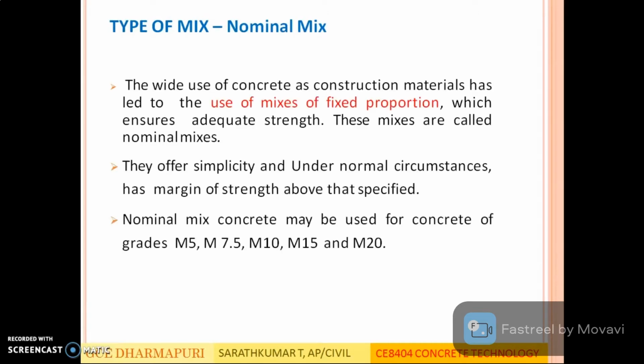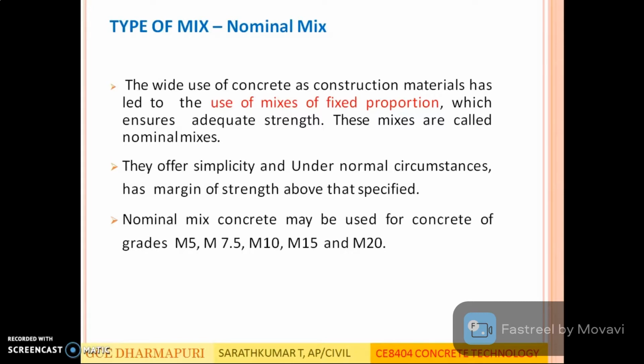There are two types of mix. One is nominal mix and the second one is design mix. Now first we will see nominal mix. The wide use of concrete as a construction material has led to the use of mixes of fixed proportion which ensure adequate strength. These mixes are called nominal mixes. They offer simplicity and under normal circumstances have a margin of strength above that specified. Nominal mix concrete may be used for concrete of grades M5, M7.5, M10, M15 and M20.